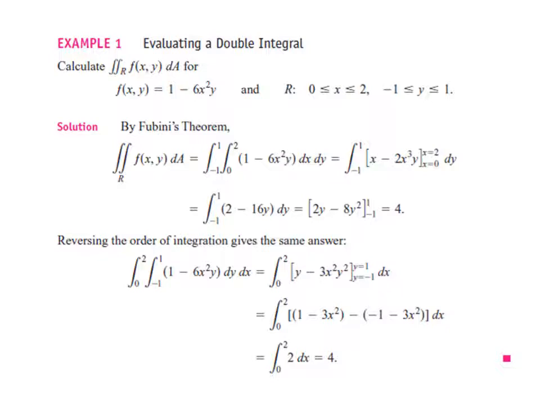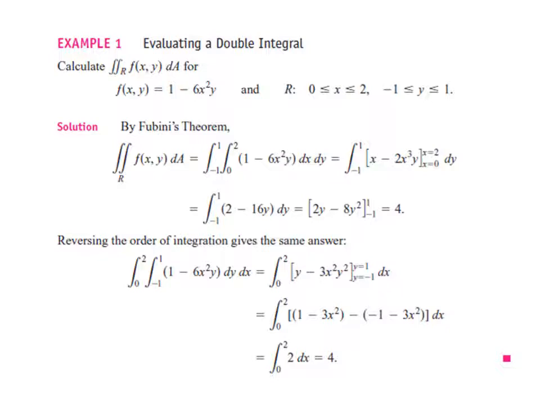So you can use the first form of the Fubini theorem. The integral over the region R of f(x,y) dA can be written as y varies from minus 1 to plus 1, then integration of x equal to 0 to 2 of 1 minus 6x squared y dx dy. So first you have to integrate with respect to x, then you integrate with respect to y.